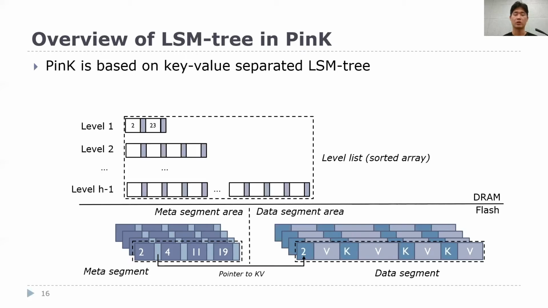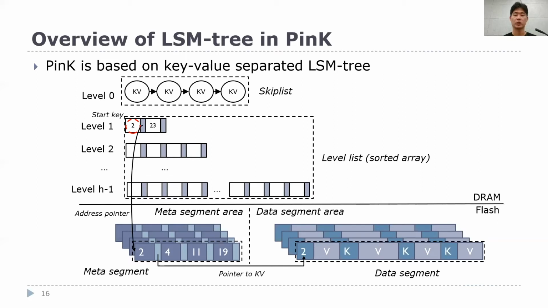The level lists are maintained in the DRAM to index the meta-segments. A level list exists for each level and is also a sorted array. The entry of a level list has the start key of its meta segment and the address pointer, which is the address of the meta segment. Level 0 is a skip list which stores the keys and the values.